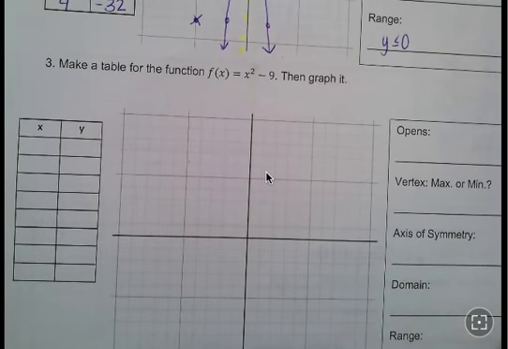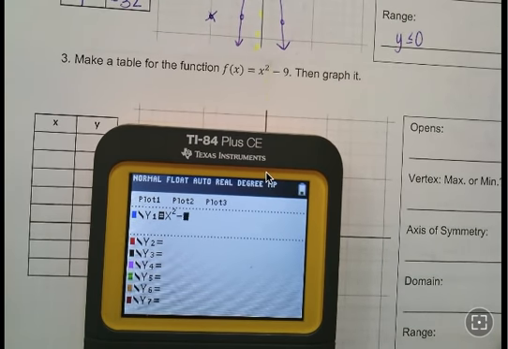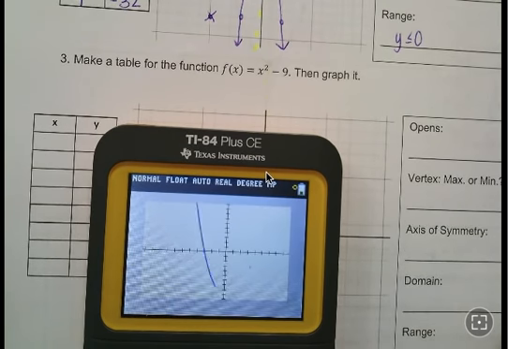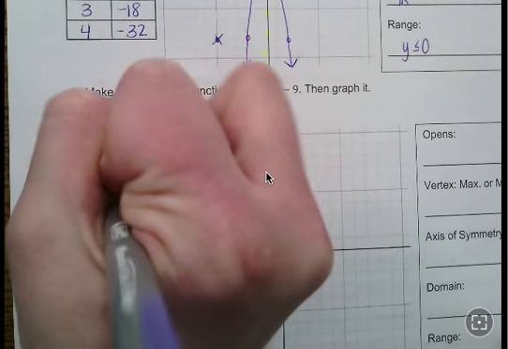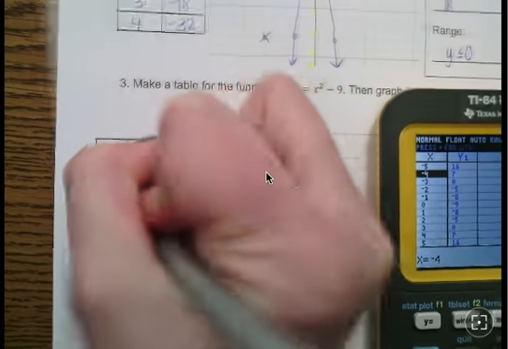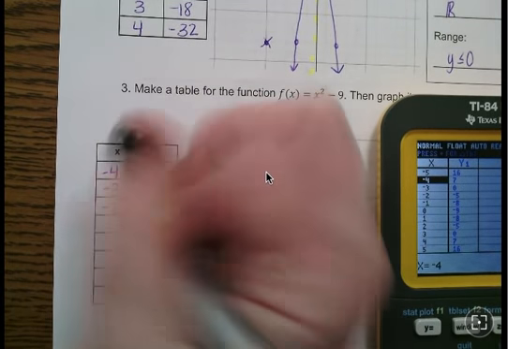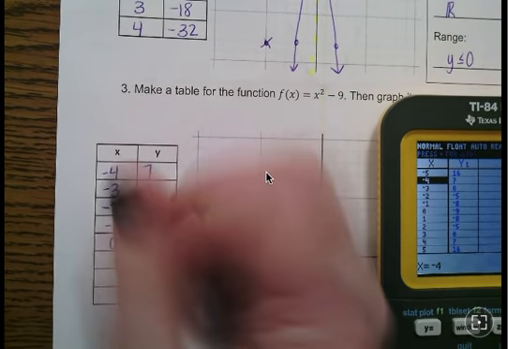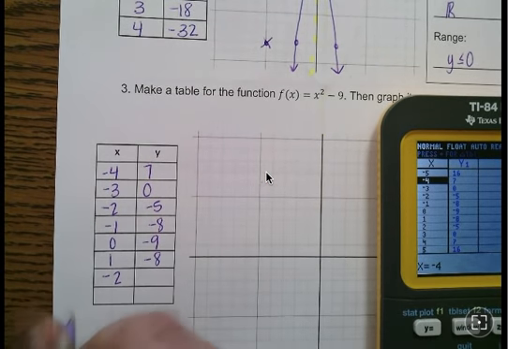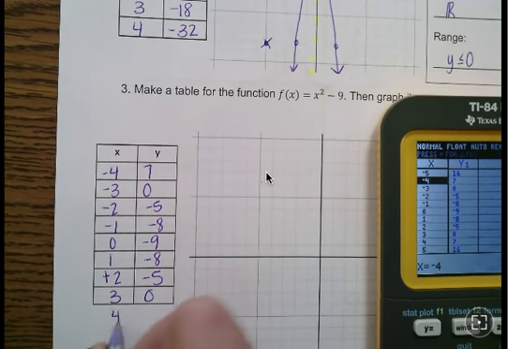Okay, let's look at something here where we've got, go back to y equals, and we've got x squared minus 9. Okay, so we go to our graph just to see what this is going to look like. Oh, okay, so you notice it moved somewhere else. The vertex is no longer at 0, 0. So we go to our table, and I'm going to start at negative 4, 7. And then we've got negative 3, 0. Negative 2, negative 5. Negative 1, negative 8. 0, negative 9. 1, negative 8. Positive 2, negative 5. Positive 3, 0. And then we could put the 4, 7 on here if we wanted to.